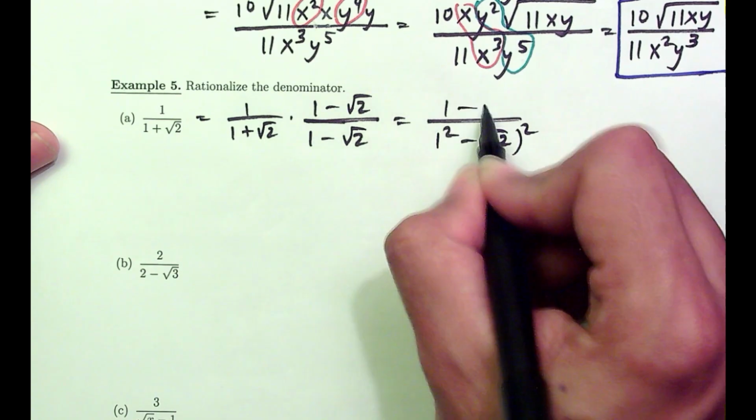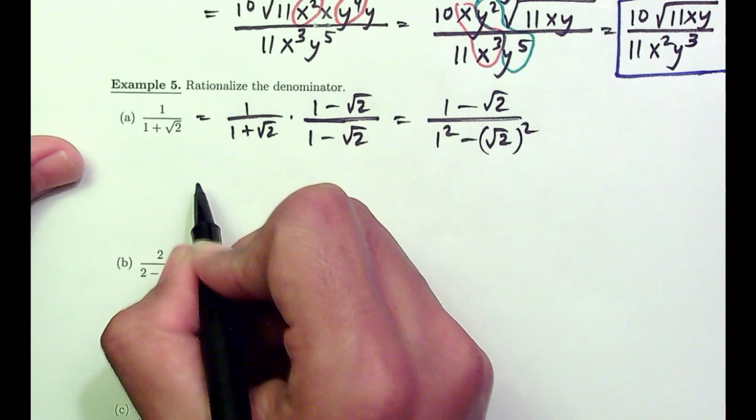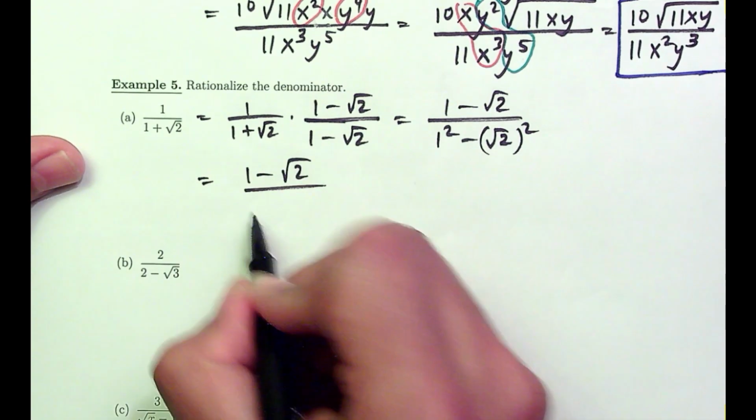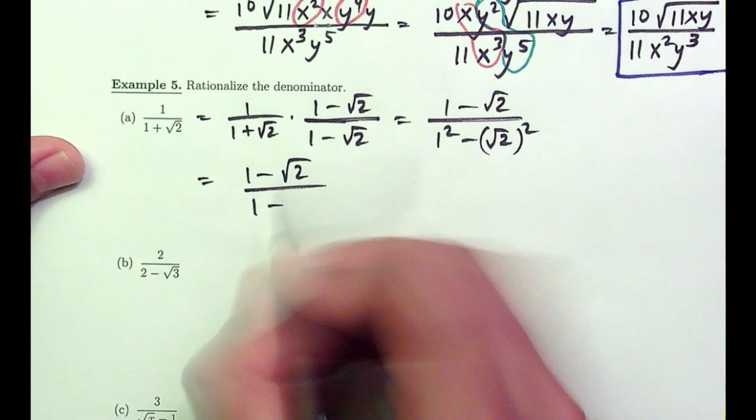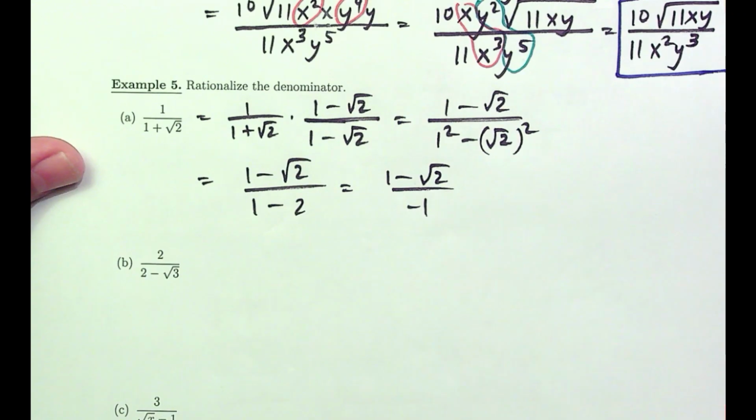So 1 times that. Multiplying by 1 doesn't do anything. So 1 minus square root of 2. And then you simplify as much as you can. So on the top, you get 1 minus square root of 2. And on the bottom, you get 1 minus square root of 2 squared, which is 2. You get 1 minus square root of 2 over negative 1.